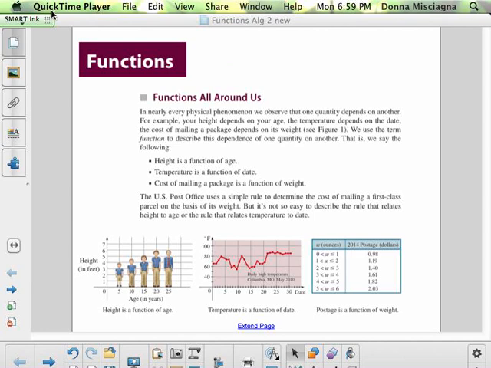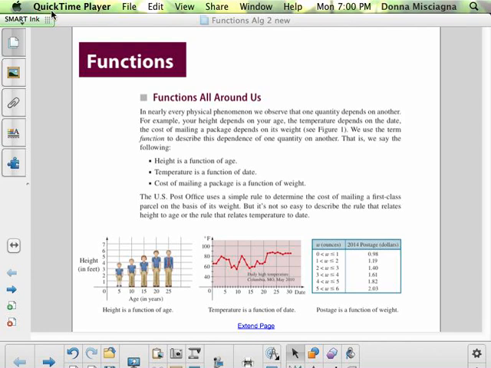That is, we say that height is a function of age. How tall you are depends on your age. Your age doesn't depend on your height. Temperature is a function of date. The temperature is a lot different in July than it is in December. And cost of mailing a package is a function of weight.